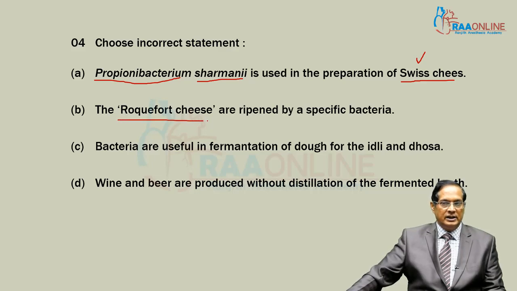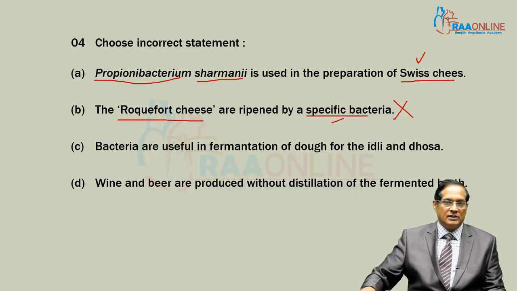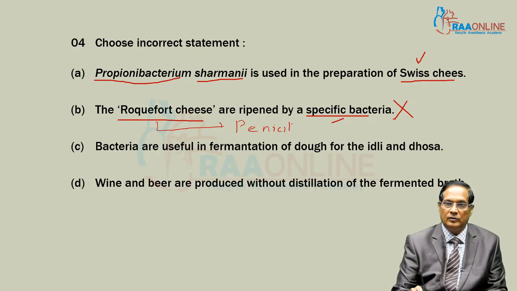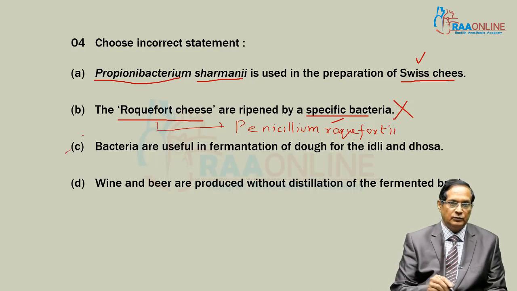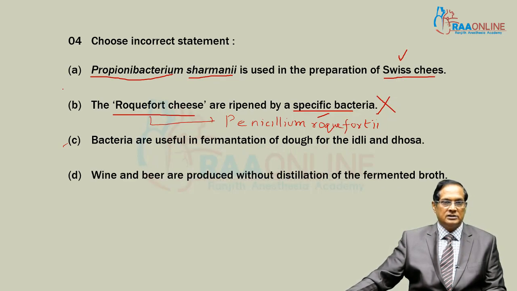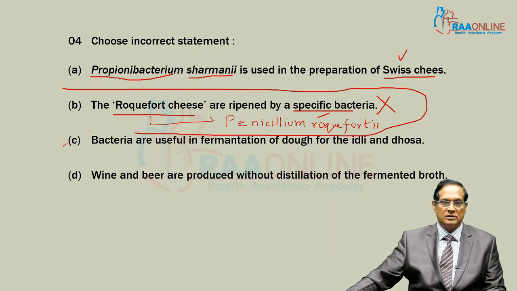Then Roquefort cheese. Here the ripening agent is not a bacterium. This statement is wrong. It's a fungus, Penicillium roqueforti. In Roquefort cheese, the ripening agent is a fungus, Penicillium roqueforti. Second is wrong in this case, clearly. Its ripening agent is fungal, not bacterial.